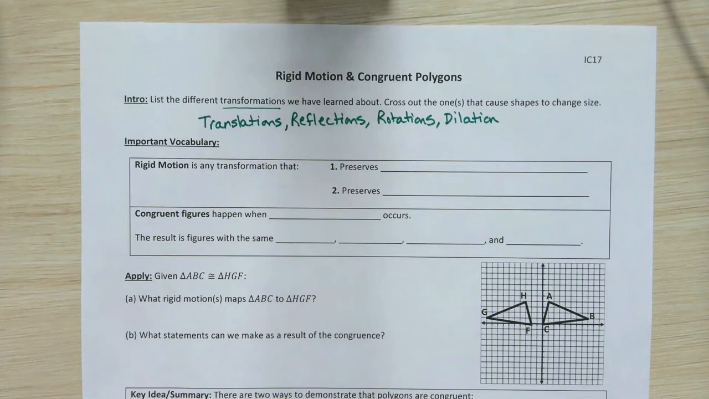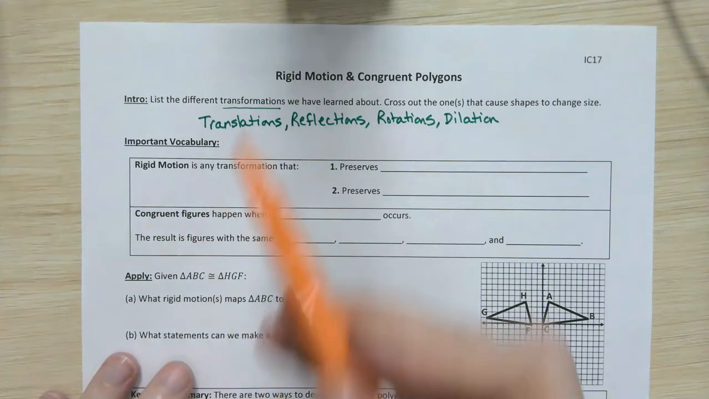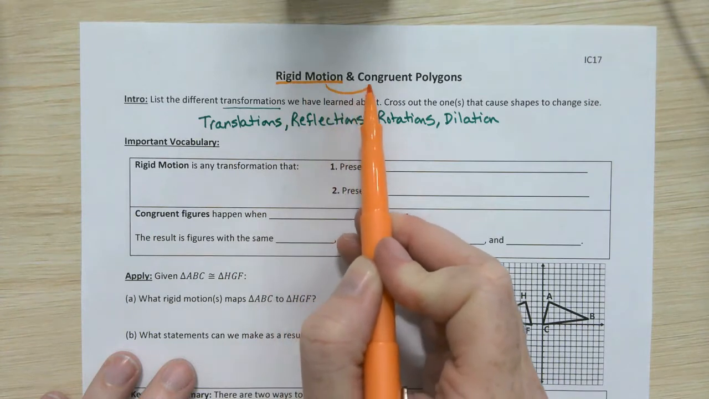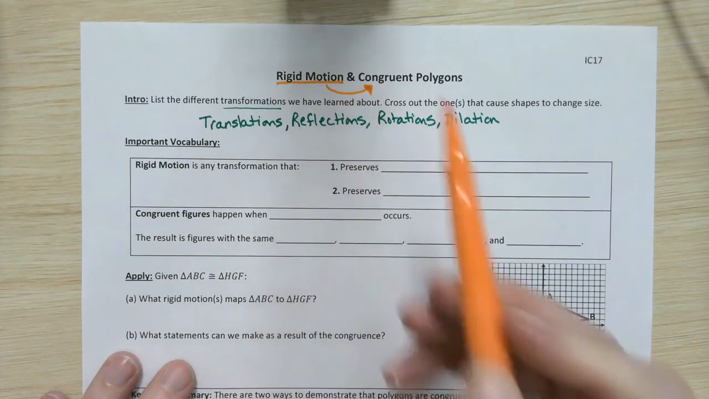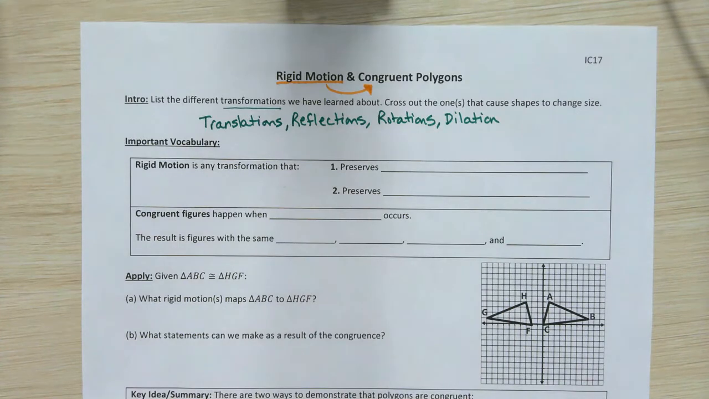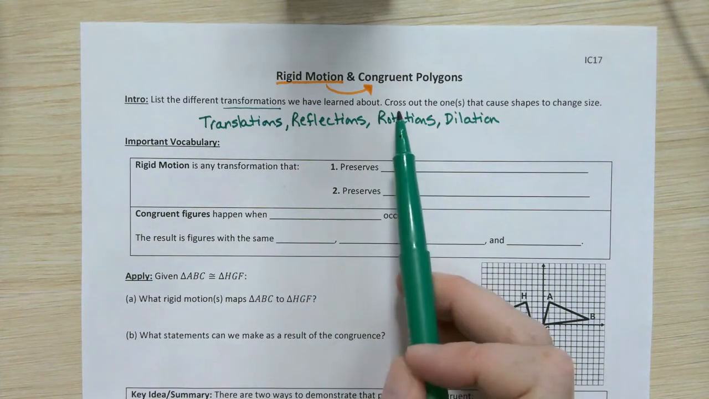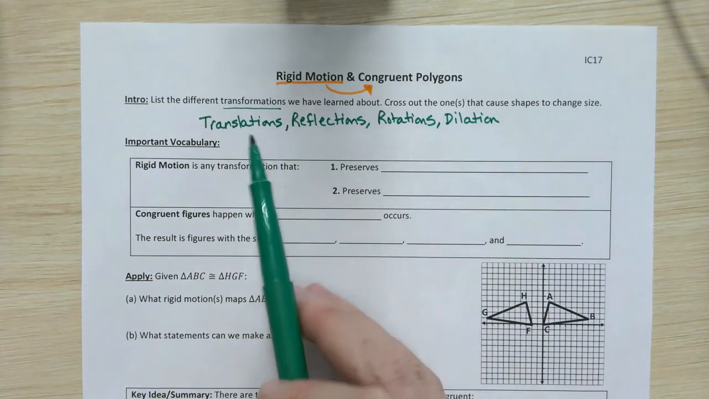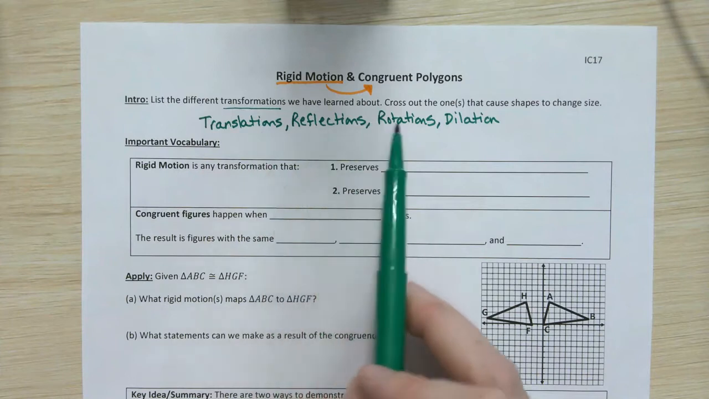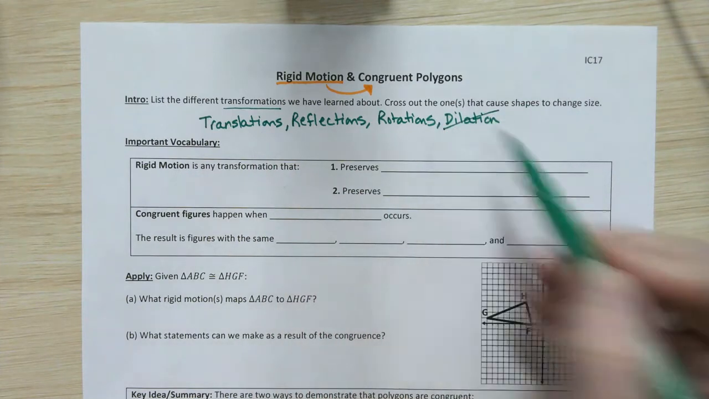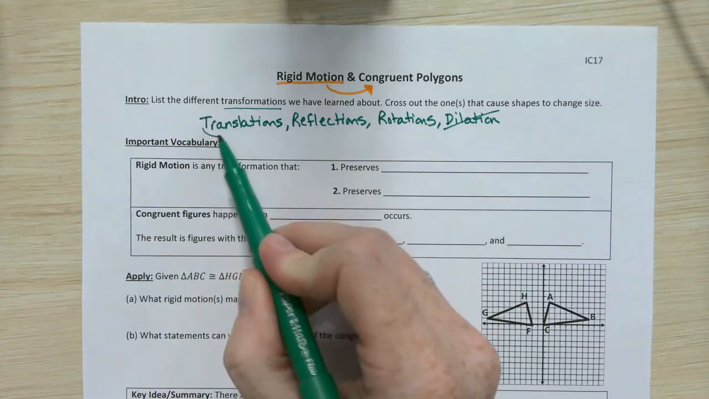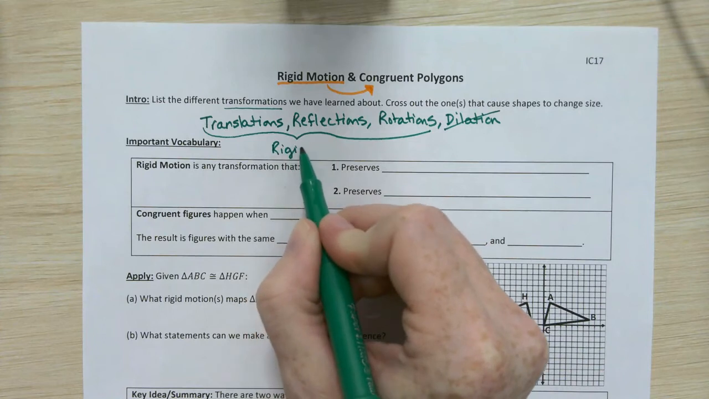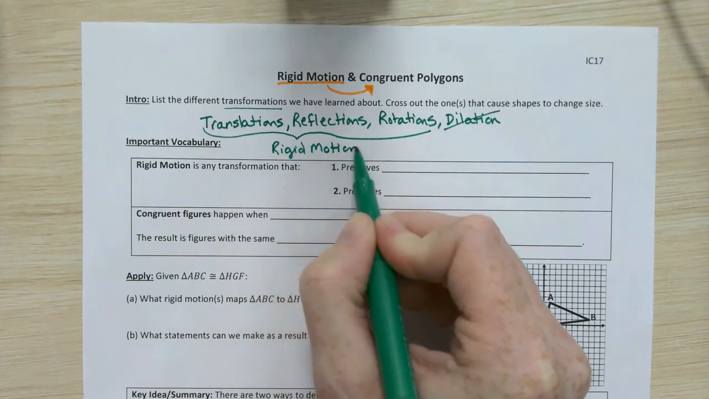And so today, what we're looking at are transformations that actually cause what's called rigid motion, because rigid motion causes these things called congruent polygons to happen. And so the introduction asks us to cross out any of these transformations that cause our shape to change size. That doesn't happen in a translation, a reflection, or a rotation, but it does happen in a dilation. And so these three transformations that we've studied are going to be examples of what we call rigid motion.